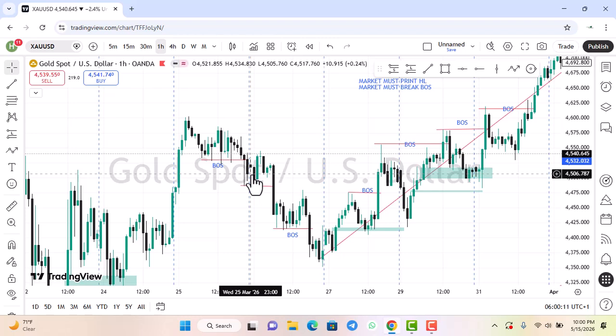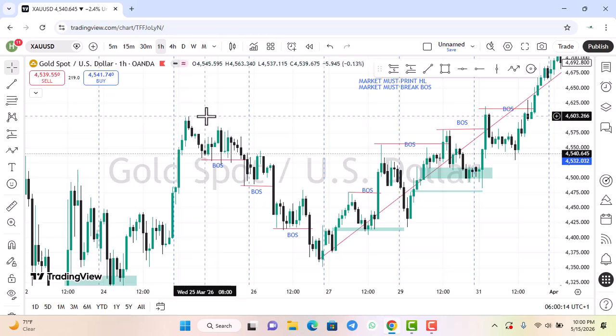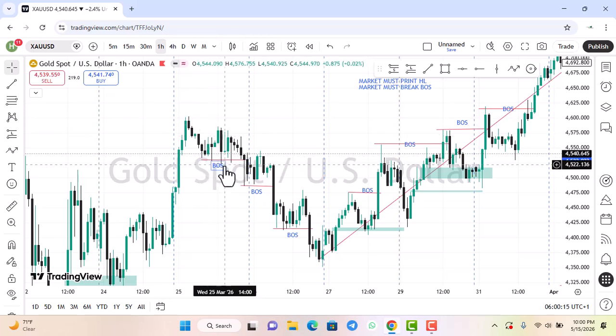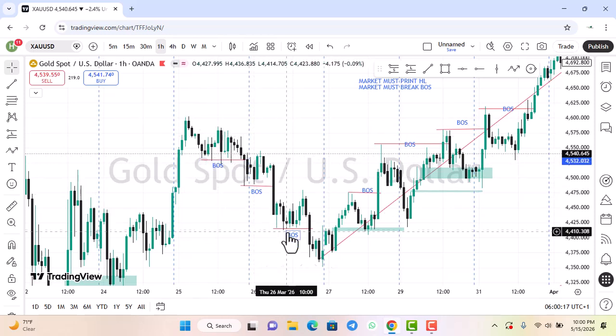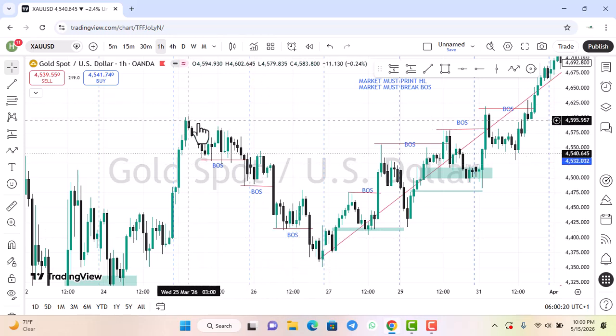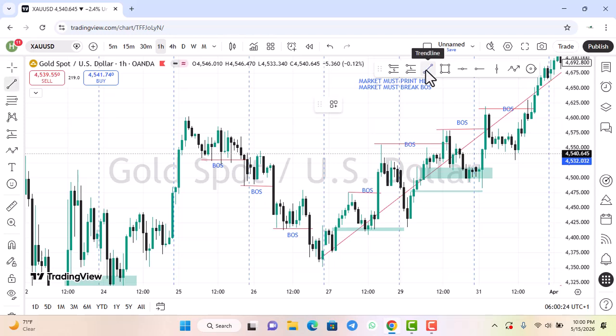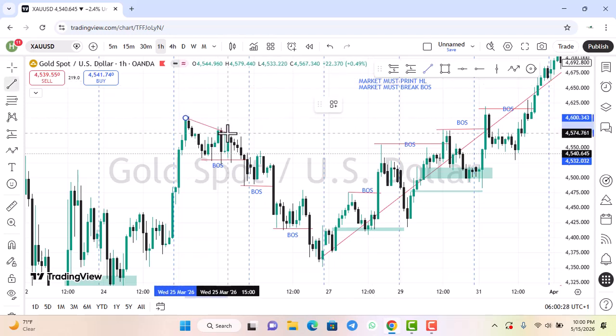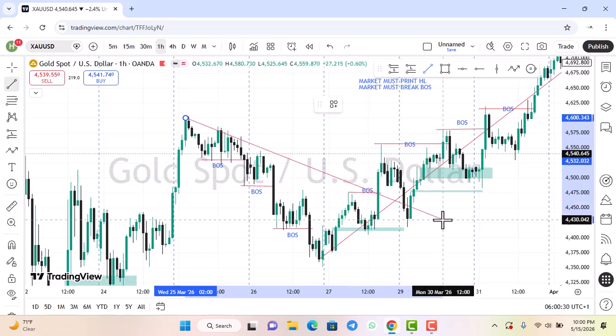All right, so if I'm going to draw my trend line now, I'm not drawing on the lower lows, I am drawing on the lower highs, which is this. This is the first lower high, this is the second one. I'll draw it like this.